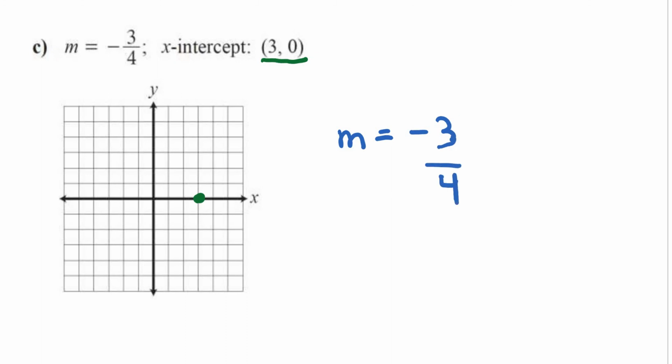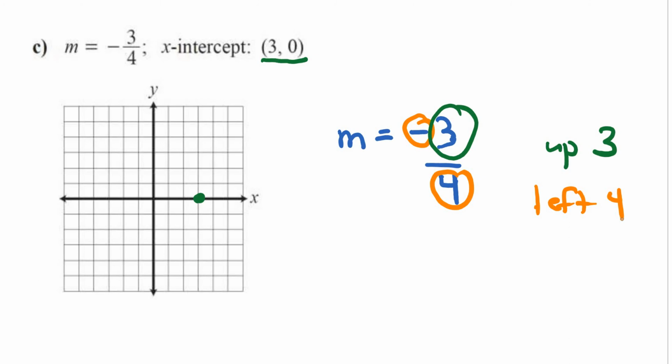All right, so I always start with the numerator. So this means I go up 3. And this negative and that 4 means I go left 4. Okay, so up 3, left 4 from that x-intercept value. So let's go up 3 and then left 4. Then up 3, left 4. And that's about all the space I have for that particular problem. And let's just draw a line connecting those dots, and that's your final answer for that problem there.